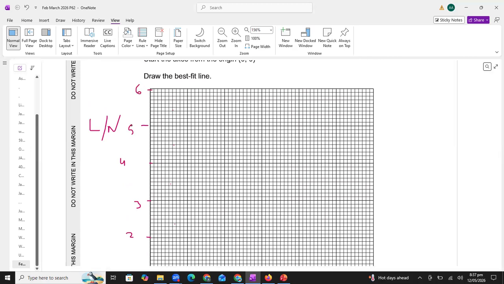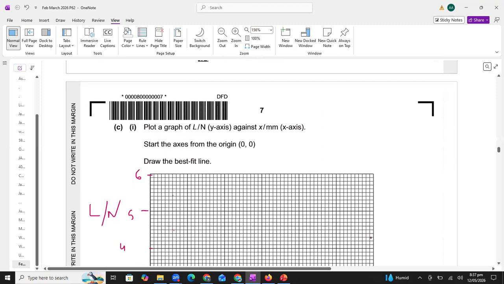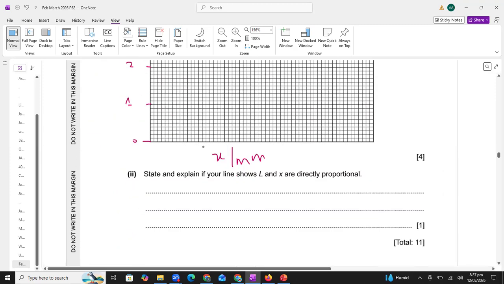Remember, beta, the graph should cover 75% of your paper. All right, the graph should cover 75% of the paper. Otherwise, there are chances that you will lose marks. Now you can see students, extension is varying from 20 millimeter to 103 millimeter. 20 to 103. All right. So how can we find the scale? You can see how many boxes are there? 1, 2, 3, 4, 5, 6. There are 6 boxes. So if I start from 0, then 20, 40, 60, 80, 100. So those will be the perfect values.